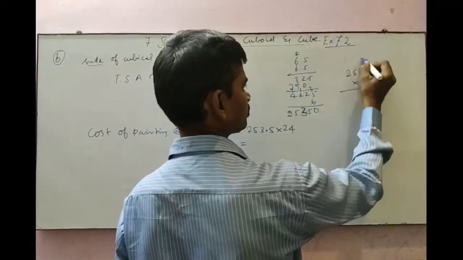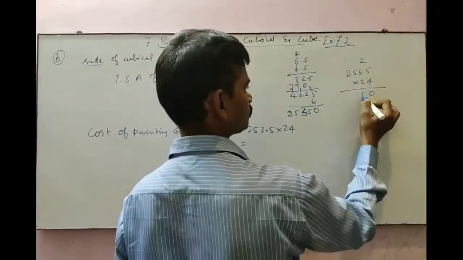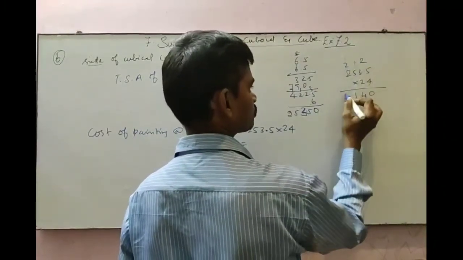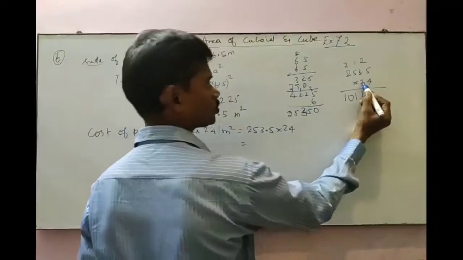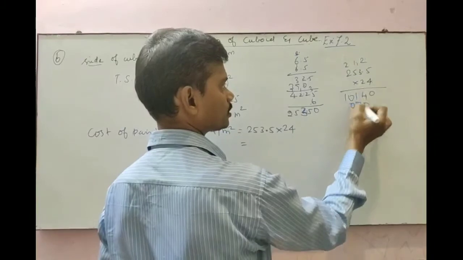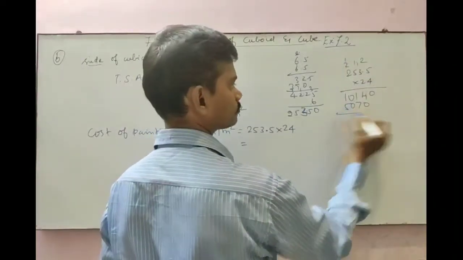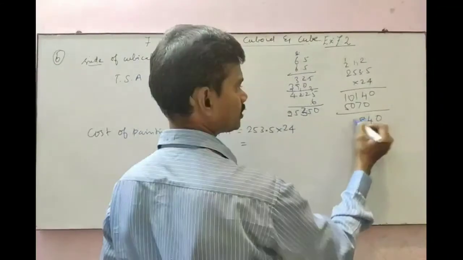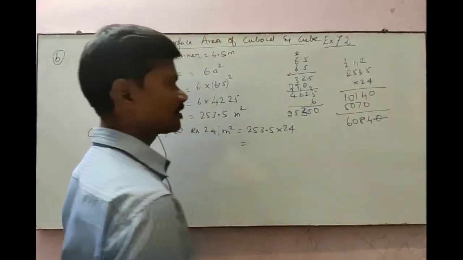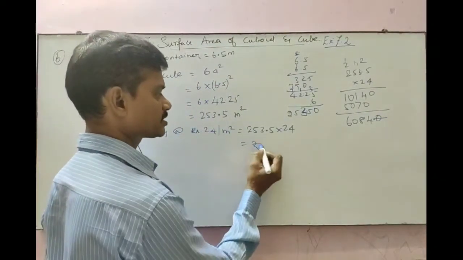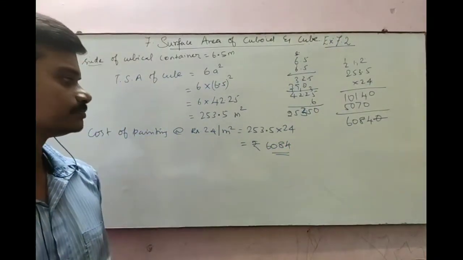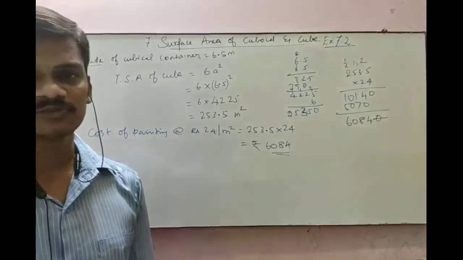5 4s are 20, remainder 2. 4 3s are 12, 12 plus 2, 14, remainder 1. 20 plus 1, 21, remainder 2. 8 plus 2, 10. Now we multiply with 2. 2 5s are 10, remainder 1. 6 plus 1, 7. 5 2s are 10, remainder 1. 4 plus 1, 5. Now add this: 0, 4, 8, 0, 6. Now we have to place the decimal after one digit. So you will get the answer as 6084 rupees. So the total cost of painting is rupees 6084.